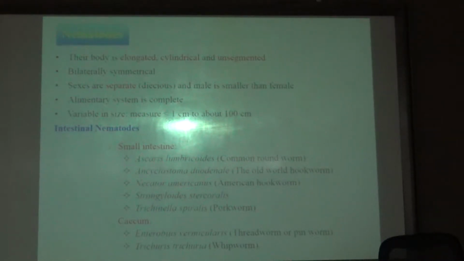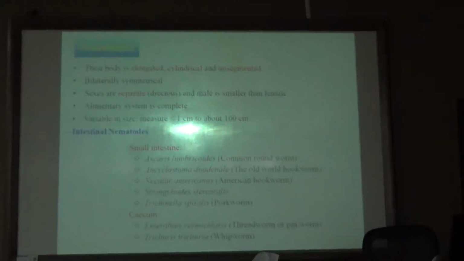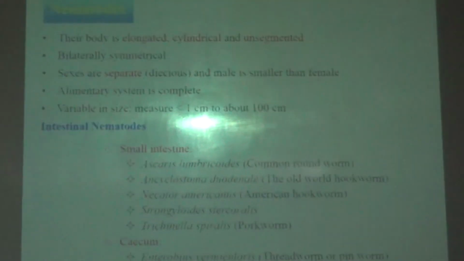They are given common names also. For example, roundworm, most of the time we use this term for Ascaris lumbricoides. Hookworm: there are two organisms, Ancylostoma duodenale and Necator americanus. Sometimes we use the term porkworm for Trichinella spiralis, and we use the term pinworm for Enterobius vermicularis and whipworm for Trichuris trichiura.